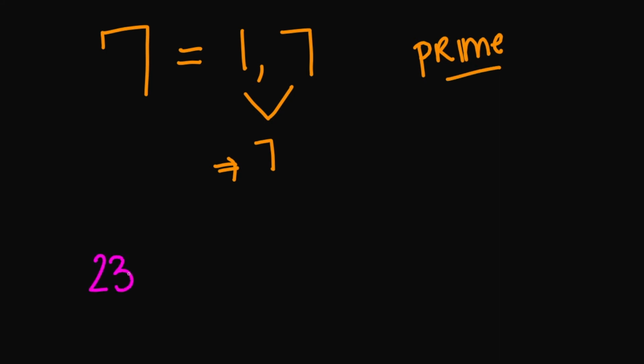Number 23. Is 23 a prime or a composite number? What are the factors of 23? The factors of 23 are going to be 1 and 23. Only two numbers when multiplied together will give me 23. So 1 times 23 is going to give me 23. So because I only have two factors, the number 23 is prime.